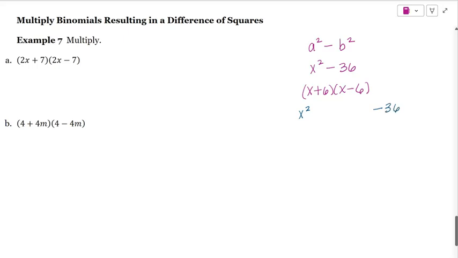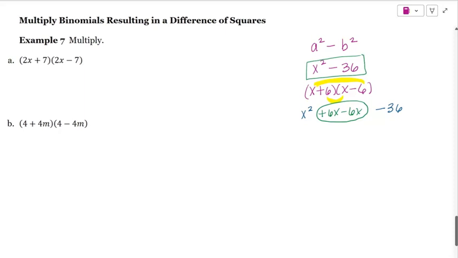But what happens when we multiply the inner terms and the outer terms is we end up with a plus 6x and a minus 6x that cancel each other out. And we just end up with those two terms that are perfect squares with a subtraction sign in the middle. So that's the difference of squares.